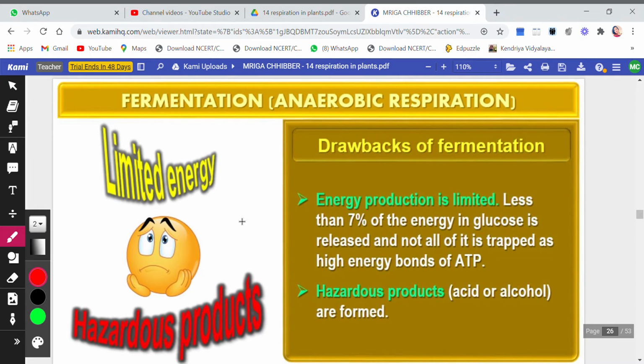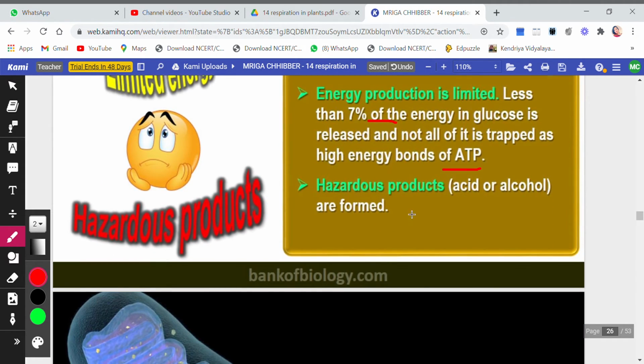So this is all about anaerobic respiration, but yes, there are certain drawbacks of fermentation. First one is energy production is very limited. Only we are getting two ATPs. You just see, less than 7% of energy in glucose is released, and not all is trapped in the high energy bonds of ATP. And hazardous products, क्योंकि acid भी is not good and alcohol is also not good. So these two products are formed, which get accumulated in the body and they give very bad results.